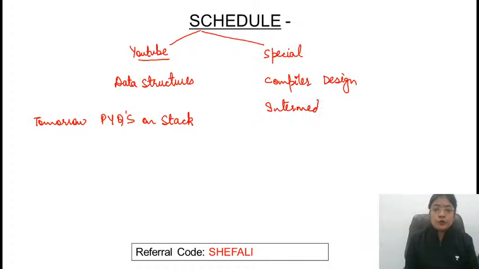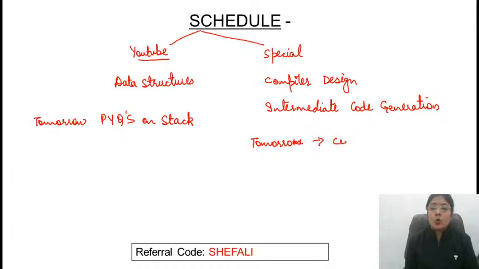Intermediate code generation. From tomorrow onwards, I'll be starting with the concepts of COA.